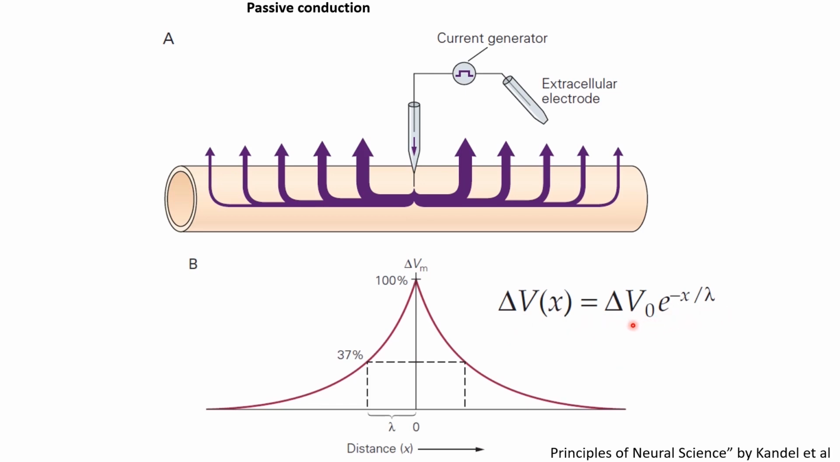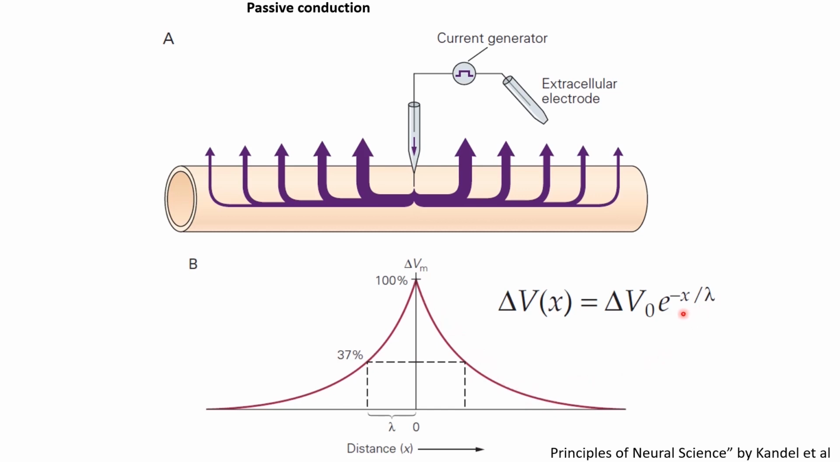The maximum value is reached when x is equal to 0, that is at the point of injection, and that value we are denoting by delta V naught, the change in membrane potential that is reached here. And then as we go farther away, we see an exponential decay. And the rate of this decay is determined by this parameter lambda.